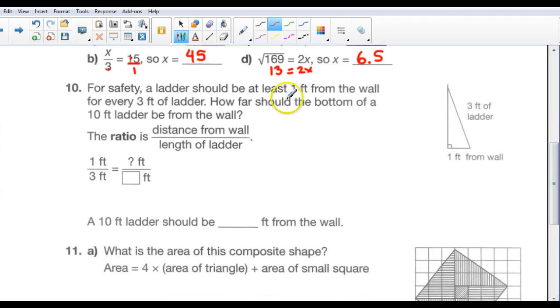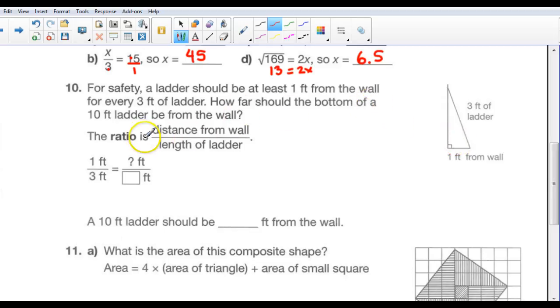For safety, a ladder should be at least 1 foot from the wall. So it's got to be right here, 1 foot from the wall, for every 3 feet of ladder. So that means that for every 3 foot tall the ladder is, it's got to be 1 foot away from the wall. So we have a ratio of 1 to 3. How far should the bottom of a 10-foot ladder be from the wall?